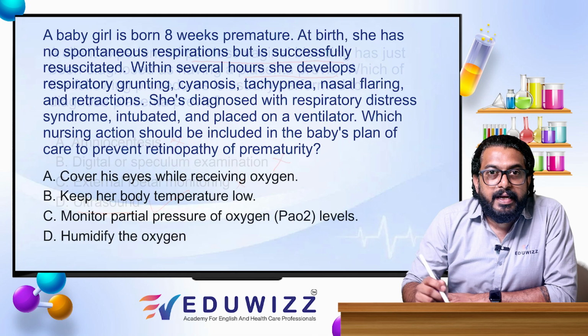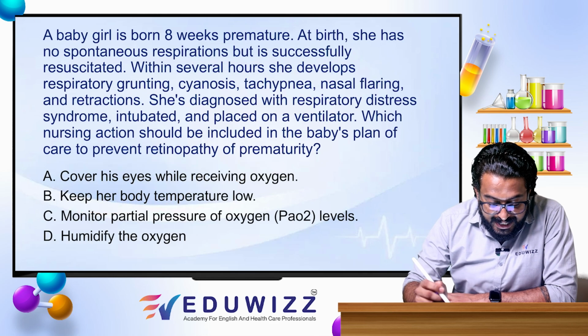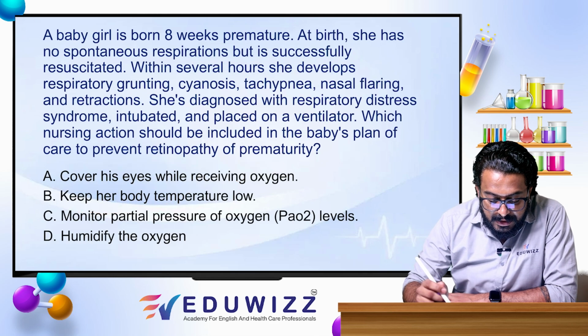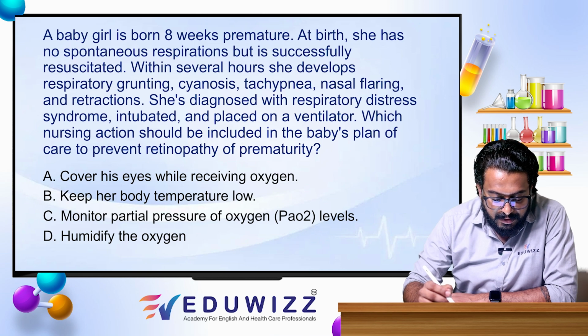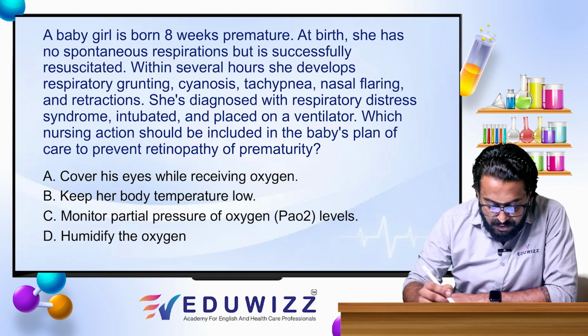Okay. Next question. A baby girl is born 8 weeks premature. At birth, she has no spontaneous respiration but is successfully resuscitated. Within several hours, she develops respiratory grunting, cyanosis, tachypnea, nasal flaring, and retractions. She is diagnosed with respiratory distress syndrome, intubated and placed on a ventilator. Which nursing action should be included in the baby's plan of care to prevent retinopathy of prematurity?